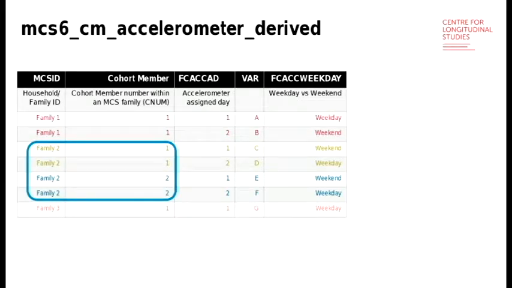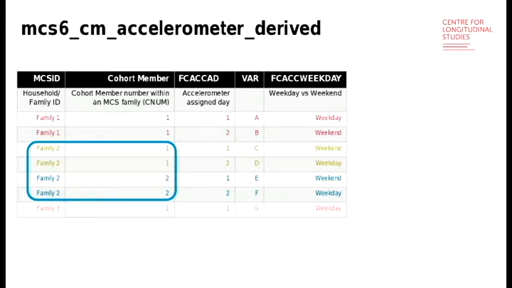The dataset looks like this, which means that we need to have the MCS ID, the family identifier. We need to have the CNUM, which is the cohort member number. And after that, it's important to have the assigned day, because the cohort members wore the accelerometer for 2 days. So the first assigned day does not necessarily mean that the first assigned day will be a weekday or the second will be a weekend. It's important to use the variable weekday to determine whether the assigned day was a weekday or a weekend, because they were randomized.